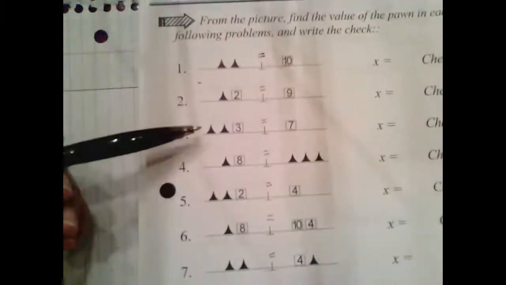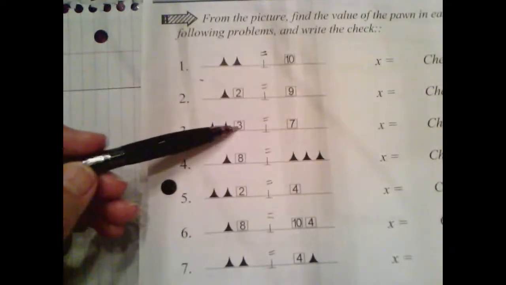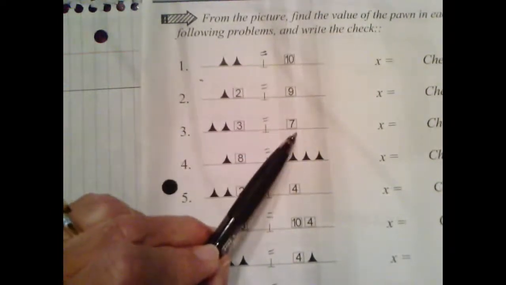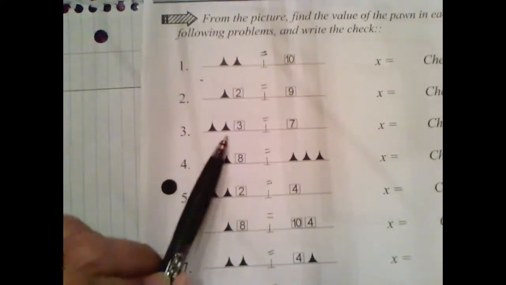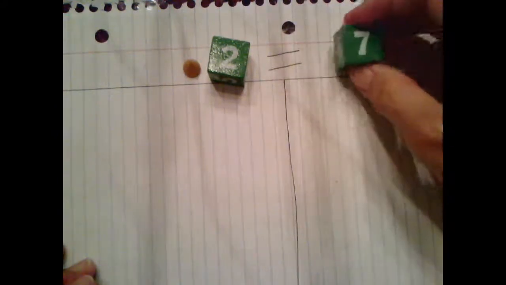Number 3 has 2 pawns and a 3 block on one side and a 7 on the other. So 2 pawns and a 3 and a 7 on the other. So I'm going to take this block and turn it into a 7. I need 2 pawns and I need my 3 block.